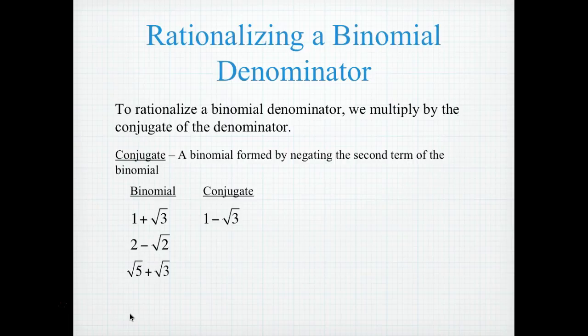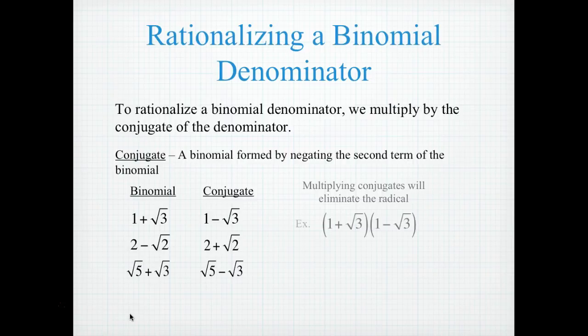Next, 2 minus the square root of 2. Its conjugate is 2 plus the square root of 2. And lastly, we have root 5 plus root 3. Its conjugate is root 5 minus root 3. Now the purpose of its conjugate, the benefit of it, is that when you multiply a binomial by its conjugate, the radicals will get eliminated.